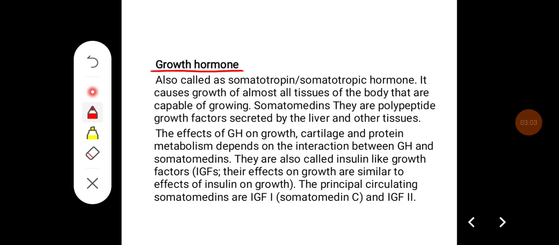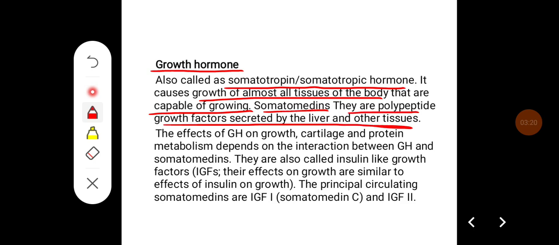Coming to the growth hormone. Growth hormone is also called somatotrophin or somatotrophic hormone. It causes growth of almost all the tissues of the body that are capable of growing. Somatomedins are polypeptide growth factors secreted by liver and other tissues.